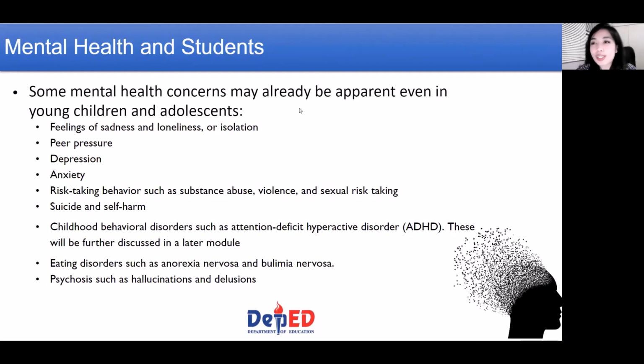We have more apparent symptoms and concerns for mental health since the start of the pandemic. Here are some things that we can watch out for in our students: feelings of sadness, loneliness, or isolation, worsening peer pressure, depression, anxiety, increased risk-taking behavior like substance abuse, violence, and sexual risk-taking, suicide and self-harm, childhood behavioral disorders like attention deficit hyperactivity disorder, which will be discussed later, eating disorders like anorexia nervosa and bulimia nervosa, and psychosis, which could include hallucinations or delusions.